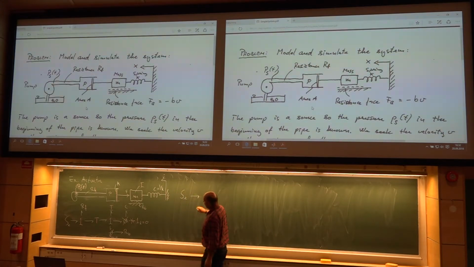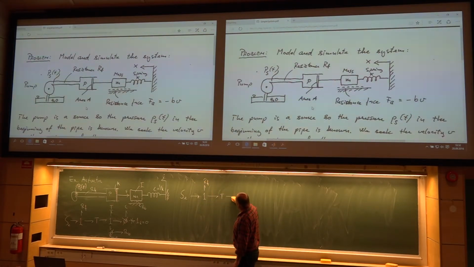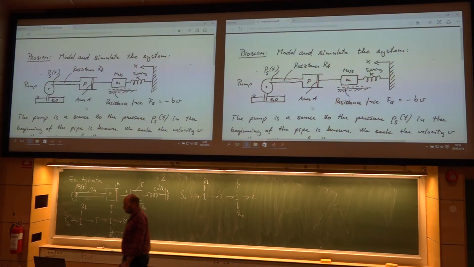So here, we simplify the bond graph. RF hitting transformer, hitting one junction where we have mass, we have a spring, and we have another resistance RB. There we have it.